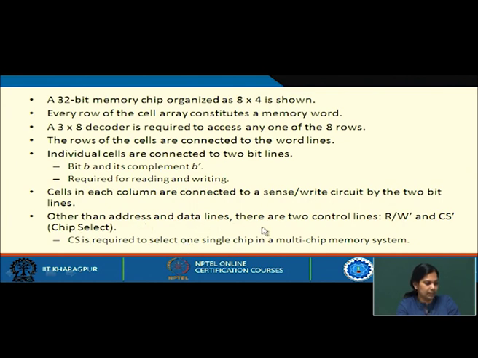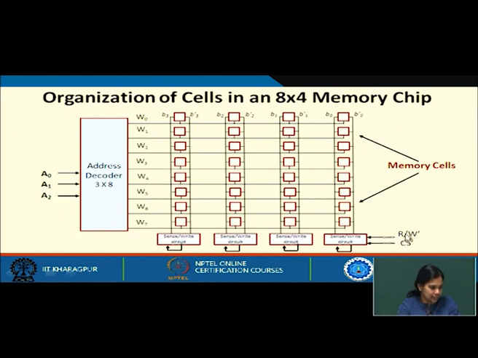Other than the address and data lines, there are 2 control lines, read/write and chip select. And why is chip select required? It is required to select one chip in a multi-chip memory system. We will be seeing this with examples later. So, basically this read/write and chip select is connected such that it specifies whether you have to read the content of one of the words, or you have to write data into one of these cells.